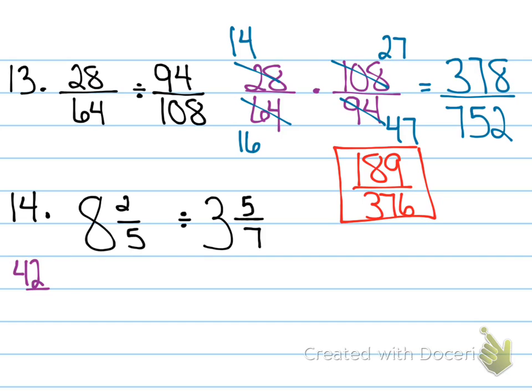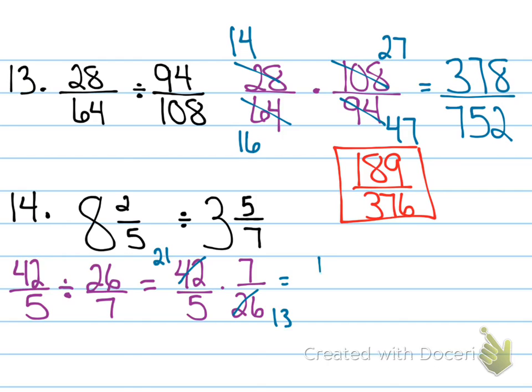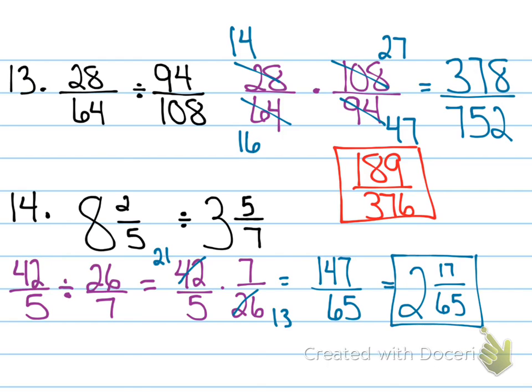Okay, so I first have to change to improper, then I have to flip my second fraction and cross-reduce. Then I change it to a mixed number, 2 and 17 over 65. If you understand all of that, you should be good to go for your test tomorrow.